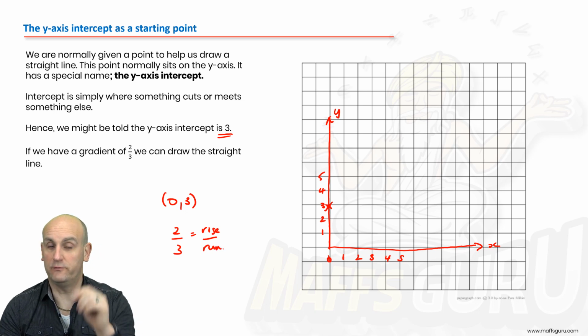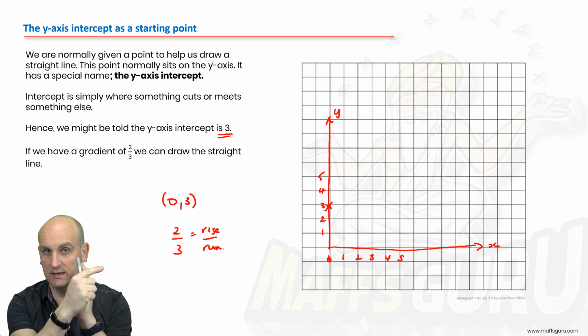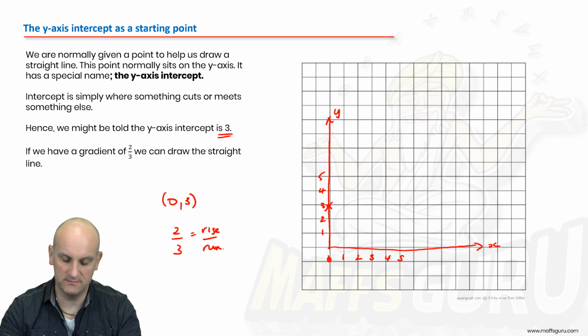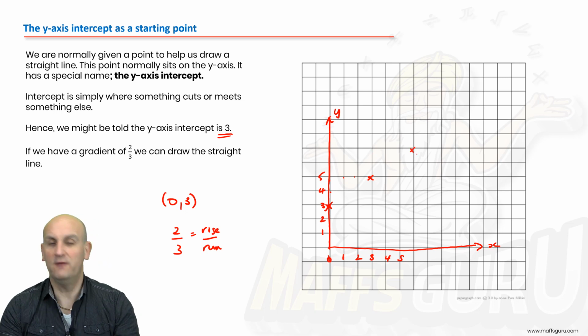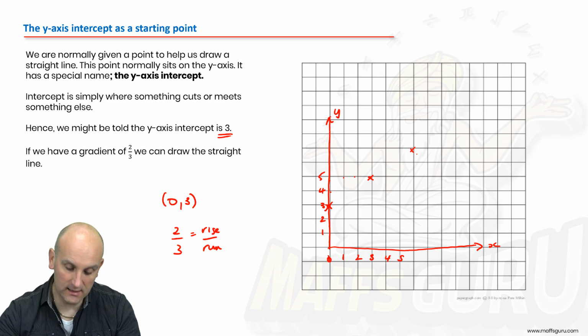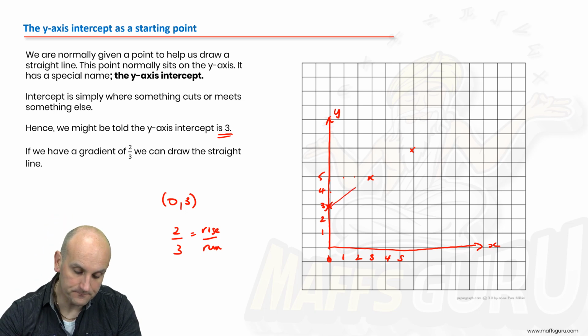So 2 on 3, that is equal to my rise over my run. So every 2 I go up, I'm going to go 3 that way. We'll worry about minus signs in just a moment. So 1, 2 up, 1, 2, 3 that way. So there's a cross. 1, 2 up, 1, 2, 3 that way. I got 3 coordinate positions, and ladies and gentlemen, I can now join those together to give myself a line.